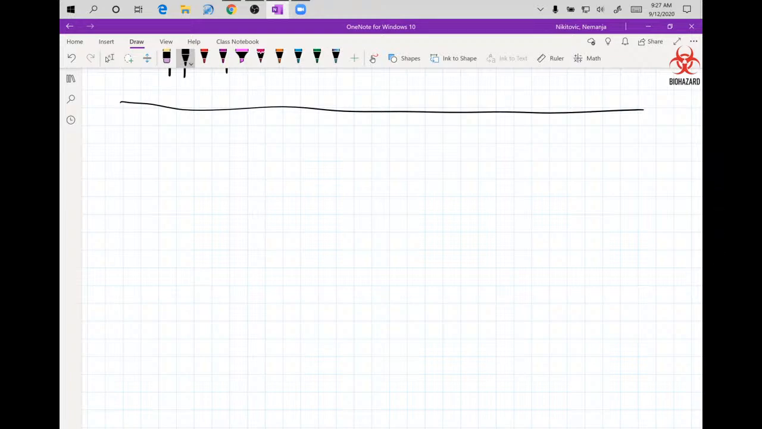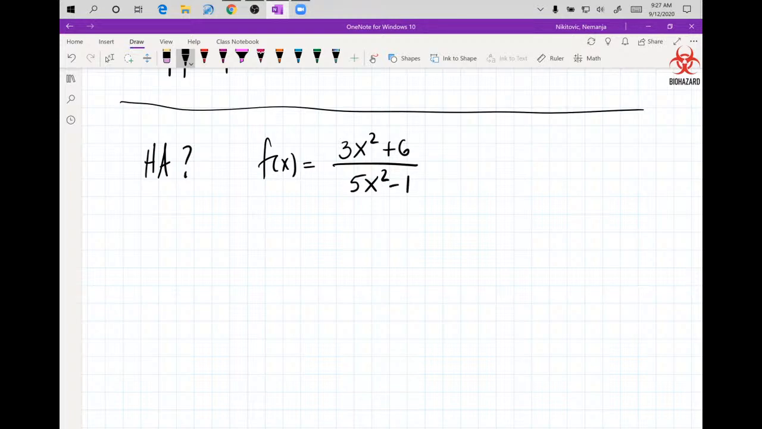So, what is the horizontal asymptote for f of x equals 3x squared plus 6 divided by 5x squared minus 1? Some of you remember the rule from pre-calc, and you would say, oh, powers are the same, so just take the front coefficients and your horizontal asymptote is 3/5.